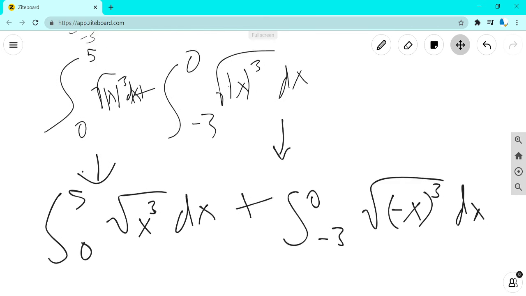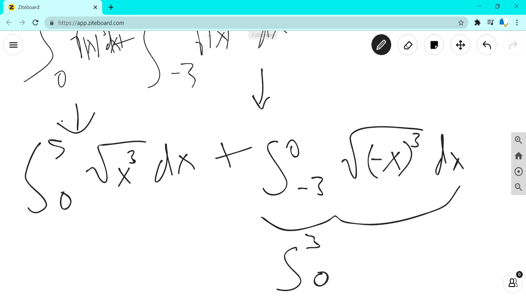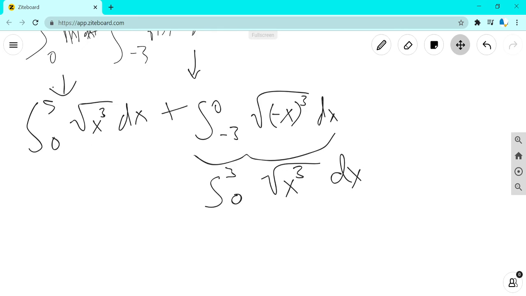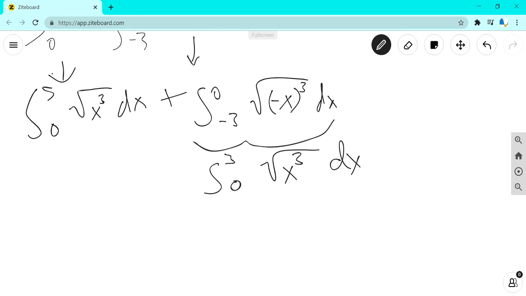But something we could do here is actually make this function over here the integral from 0 to 3 of the square root of x to the third dx. Why can we do this? Whenever you have an absolute value function, you always want to try to simplify it, and when you have an absolute value, you want to check if it's even or odd.